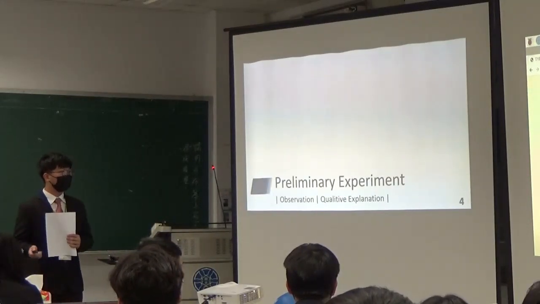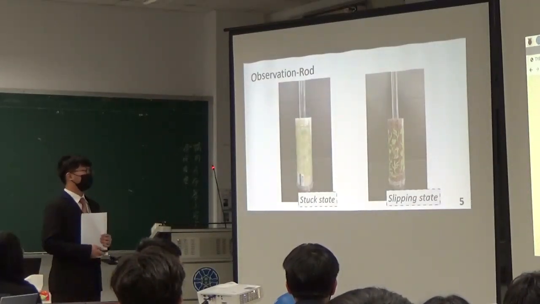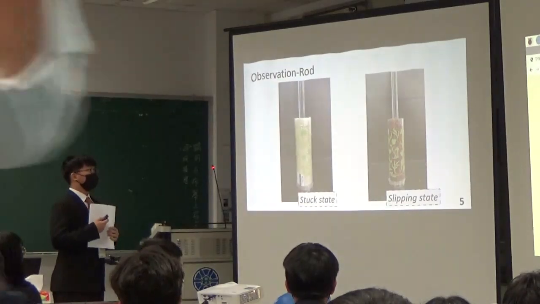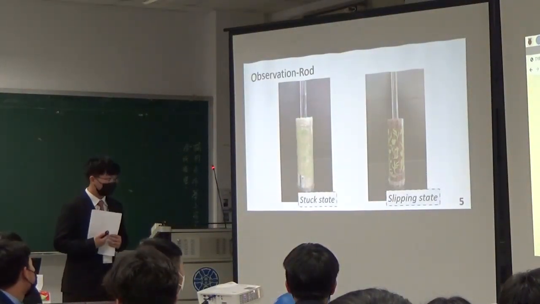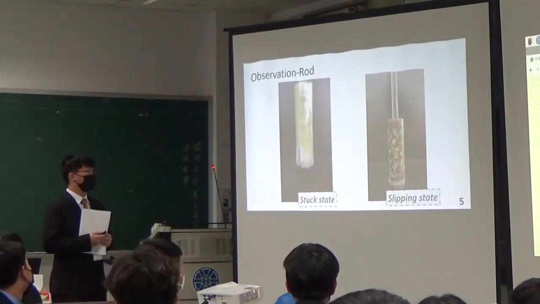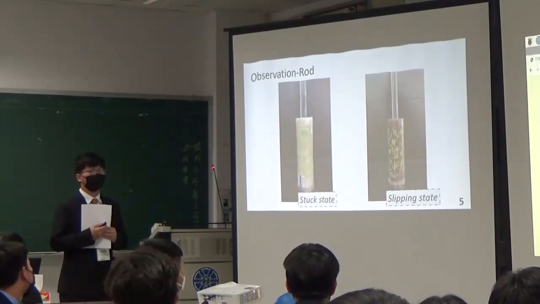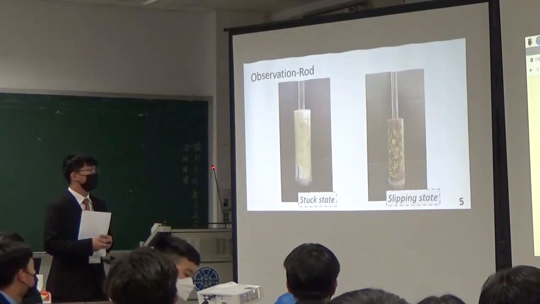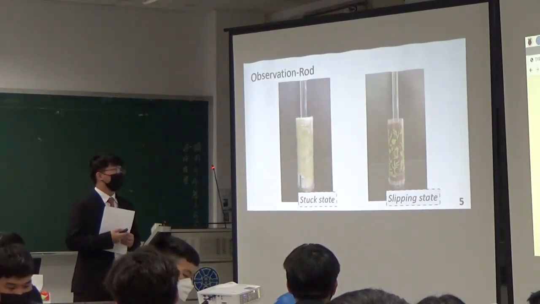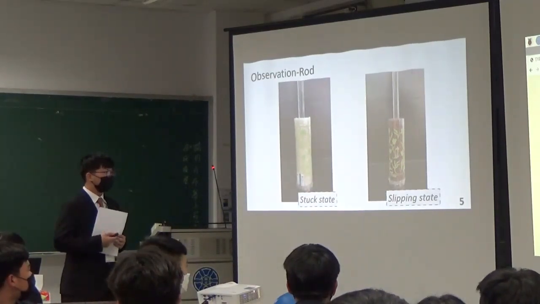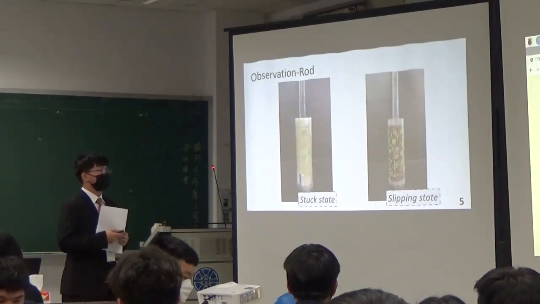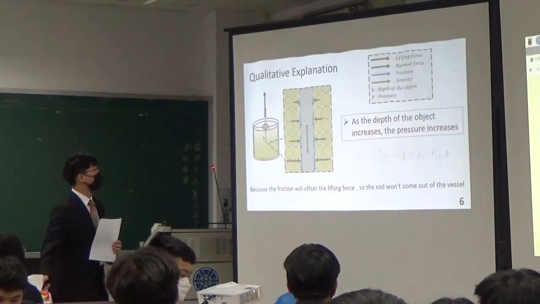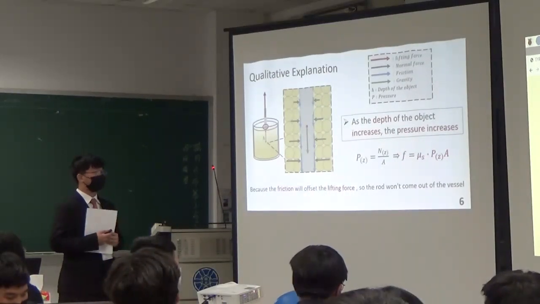And here's the preliminary experiment. Here's the observation video. You can see that when we immerse the rod to a certain depth and lift it, the container will be lifted together. So in this condition, we define it as a stuck state, which is what the problem statement has mentioned above. However, in the right video, when we lift the rod, it slips out of the vessel. So in this condition, we define it as a slipping state.